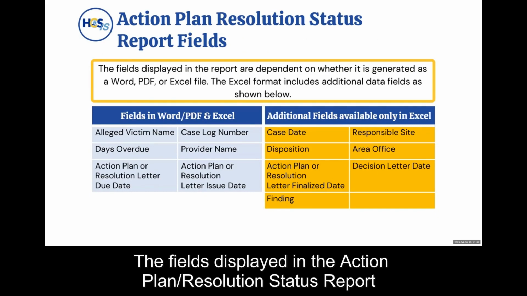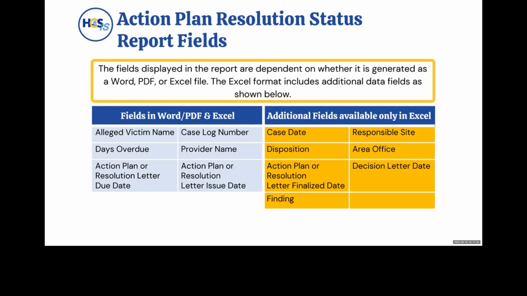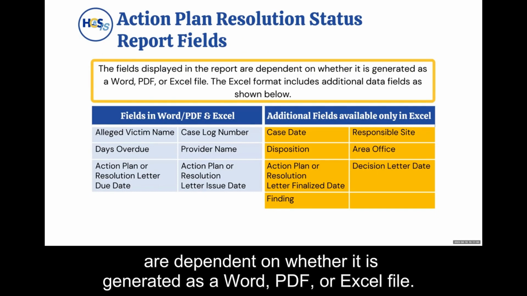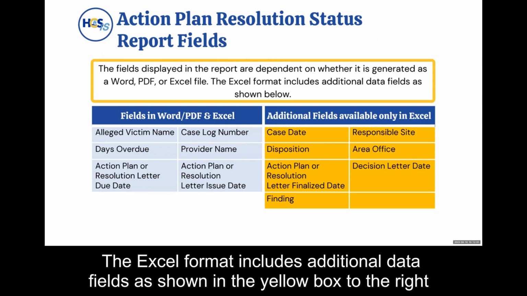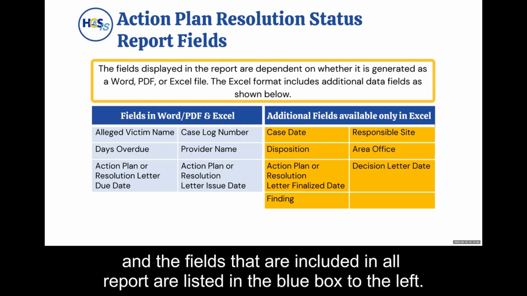The fields displayed in the action plan resolution status report are dependent on whether it is generated as a Word, PDF, or Excel file. The Excel format includes additional data fields as shown in the yellow box to the right, and the fields included in all reports are listed in the blue box to the left.